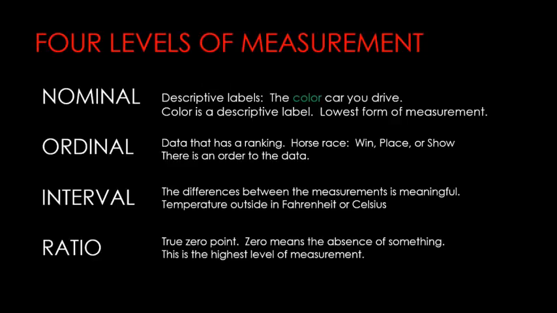Ratio scale data is considered the highest level of measurement and allows statisticians to perform any type of statistical analysis, including transformation and taking the log of numbers. Nominal scale data is the lowest form of measurement and allows only minimal types of statistics to be applied.